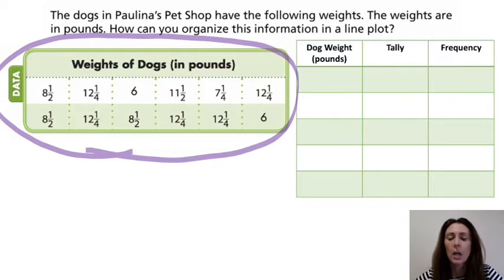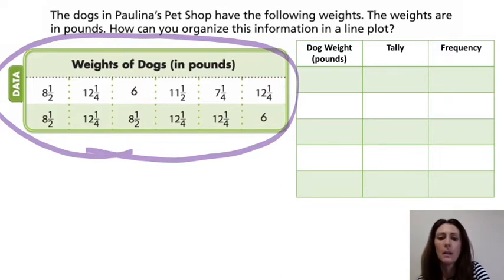Before we can jump into creating the line plot, part of the process is for us to organize our data. We can't just jump in and create the line plot first. We need to make sure that we have the data organized so that we don't miss any of the data when we're creating a line plot. We don't leave any of the data out. So the first step is to make a frequency table.